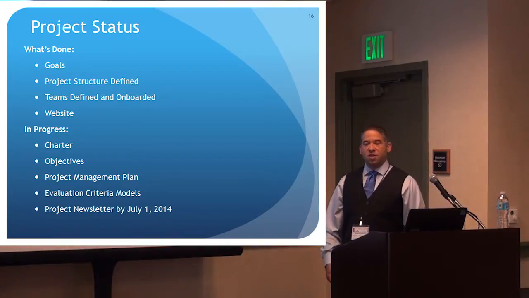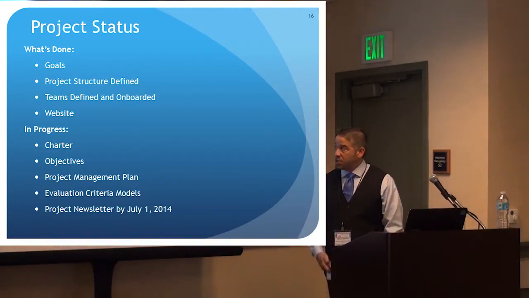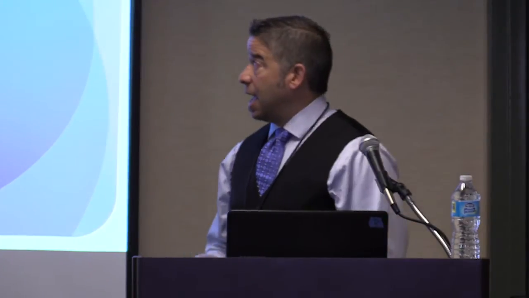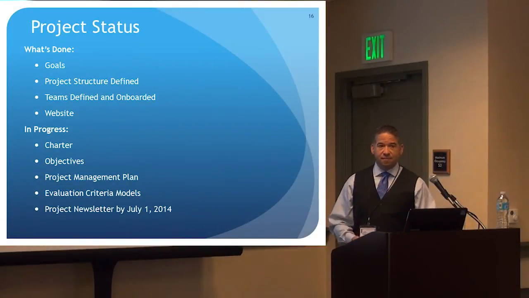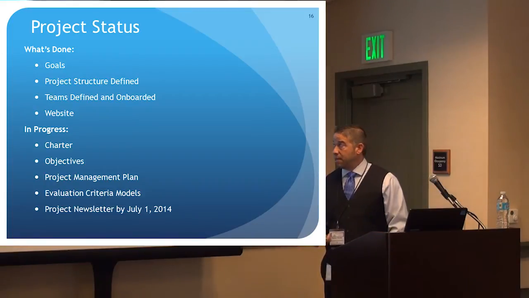So that's our timeline. So again, project status, what's done? We've established some goals. One of the things that we did as the policy and procedure development team got together is we took a look at establishing what are our goals for the project, right? From a project perspective, what are we trying to achieve? And we've done that. The project structure has been defined, right? We have a project management office. We have project structure. Our teams have been identified. Team members have been onboarded.